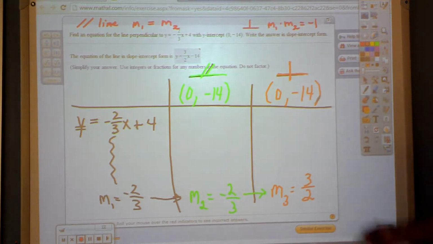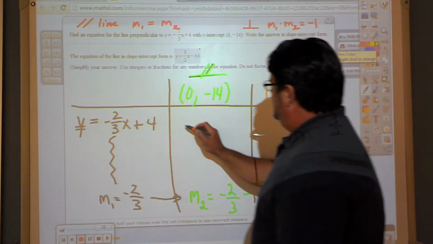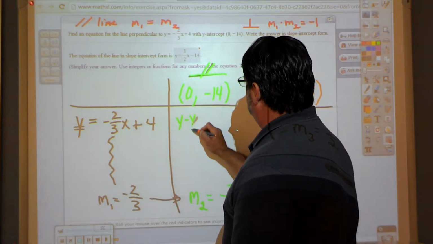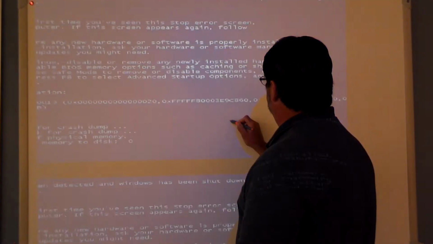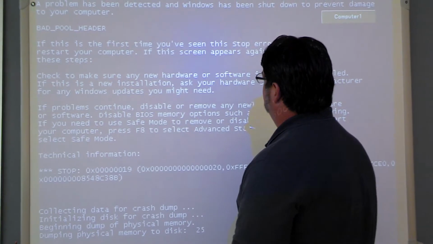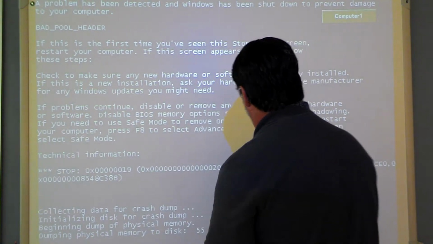So here I'm going to use y minus y sub 1 is equal to m times x minus x sub 1.